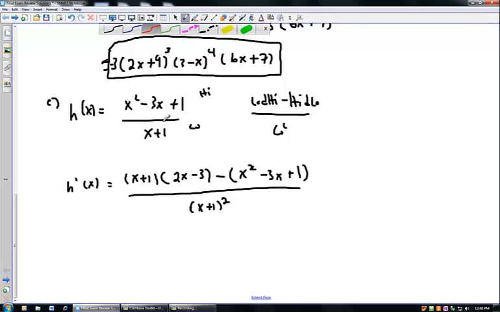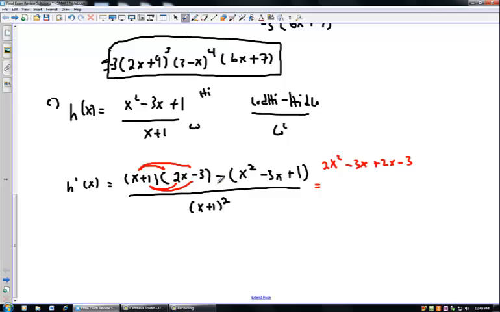The rest is just some algebra. I want to simplify, so I'm going to multiply these two expressions together. So I'm going to have x times 2x and x times negative 3. So this is going to equal, I have 2x squared minus a 3x. And then I'm going to multiply 1 times 2x and 1 times negative 3, so plus a 2x. And then 1 times negative 3 is minus 3.